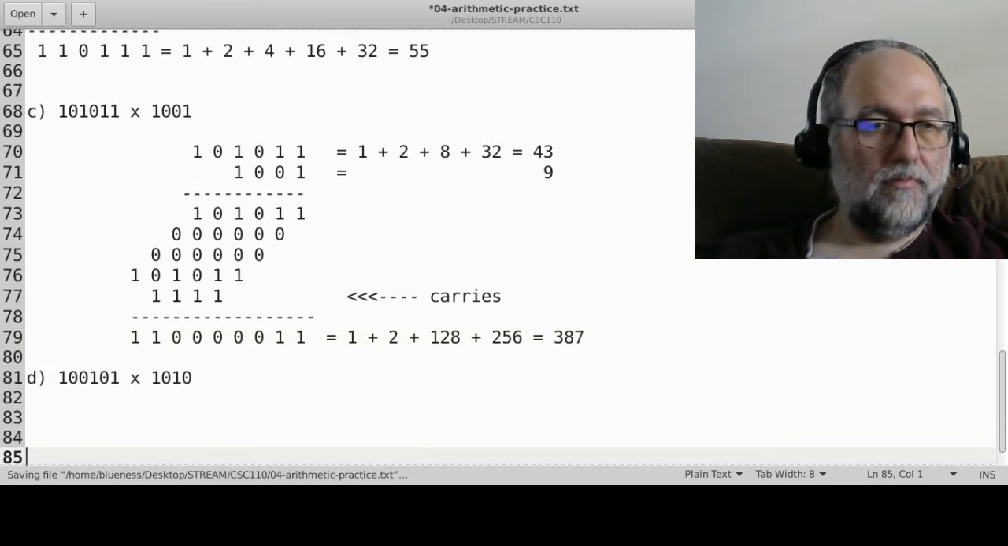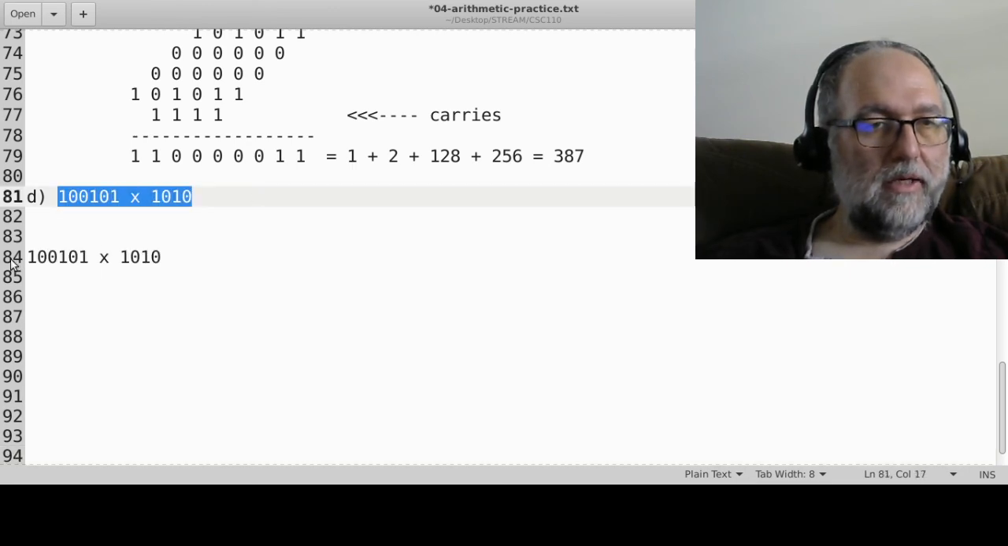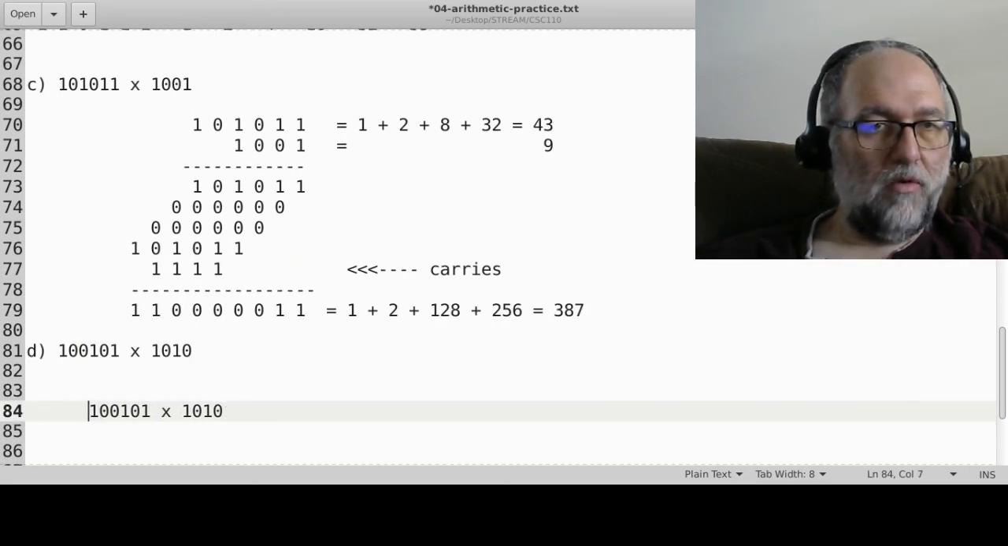Okay, so align these. Let's see how far I went over here. Yeah. Okay.